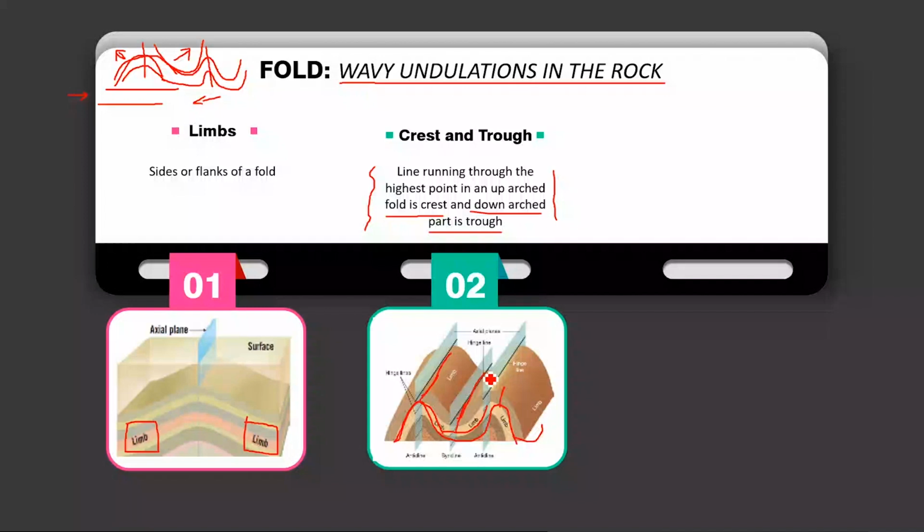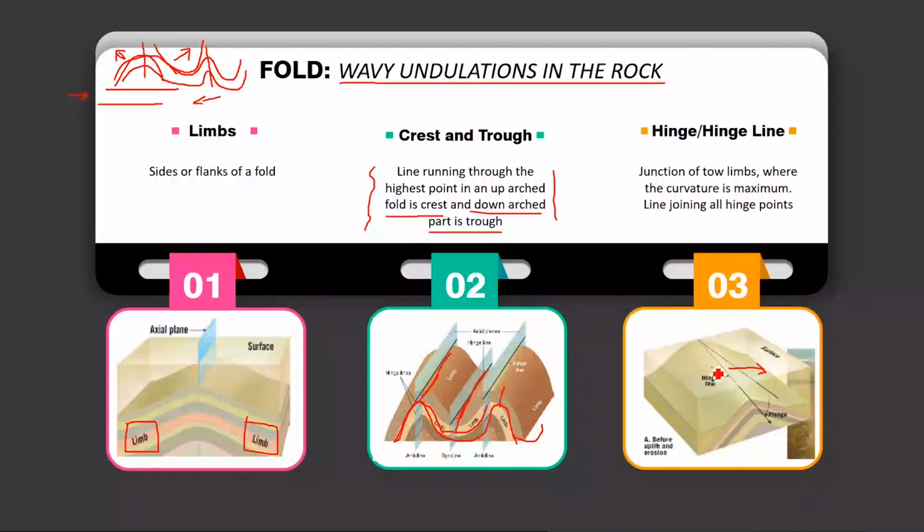The next thing is the hinge. The hinge is the junction of two limbs. So this is one limb and this is another limb. This is flowing on the crest. If I find the dip at each of these points, there will be one point on the top of this limb which has a maximum inclination. If I join those points together, we call it the hinge of the fold, and the line connecting them we call the hinge line. So these are the basic three parts of a fold.